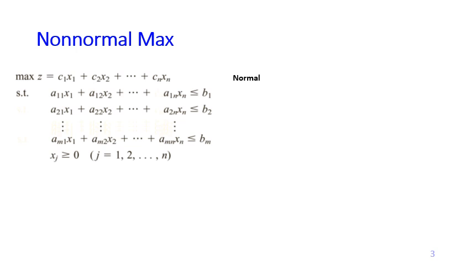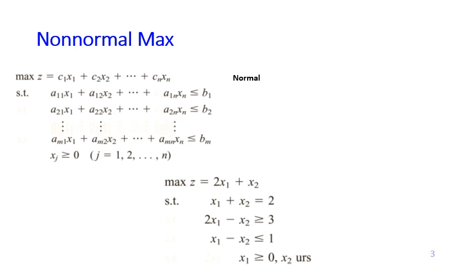Now let's see a problem that is non-normal. The one that is currently shown on your screen is a normal maximization. Let's compare that with this. In this example, you notice that it is a maximization problem. However, the first constraint has the sign of equality, the second constraint has the sign of greater than or equal to, and the second variable x2 is a URS variable. So clearly this is a non-normal maximization problem.